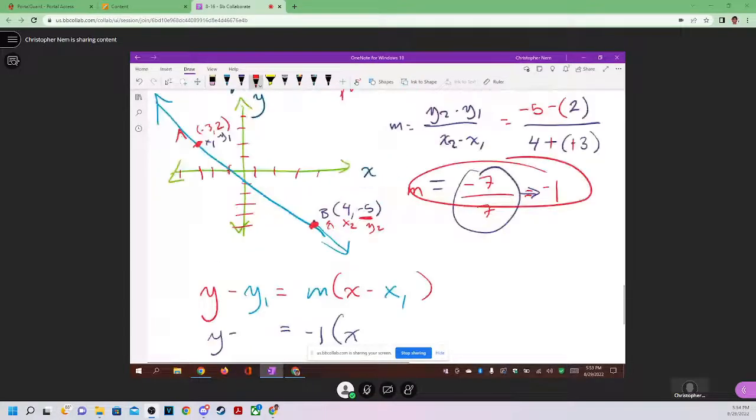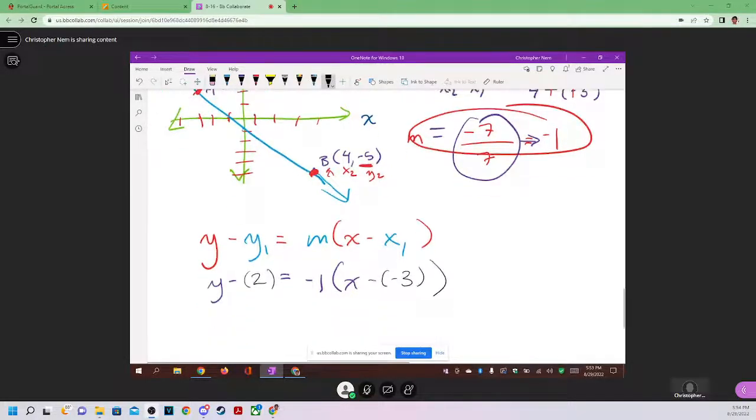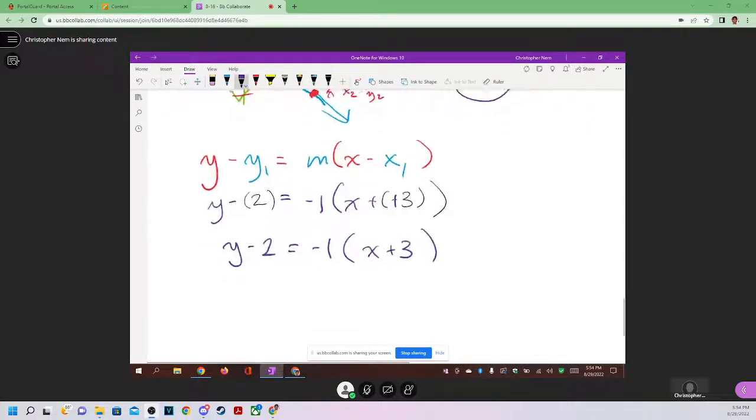So let's choose b to be our values. So x1, or let's look at a actually. x1 is negative 3, so minus negative 3. Boom. y1 is 2. There we go. Now let's simplify this all out. I have y minus 2 equals negative 1, x plus 3. This turns to plus. Boom. Great. So now this is in point slope form.